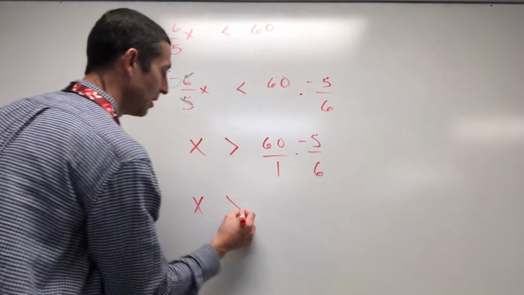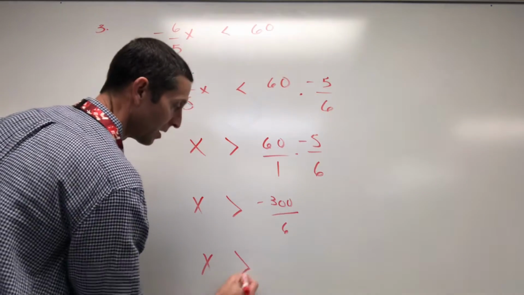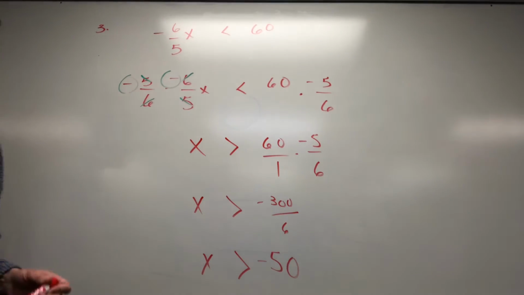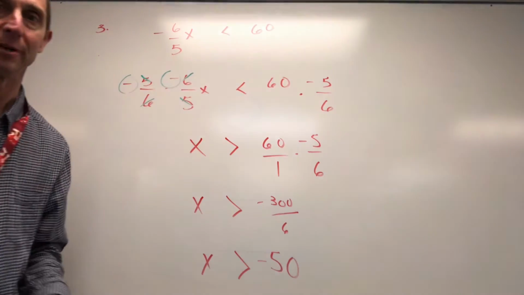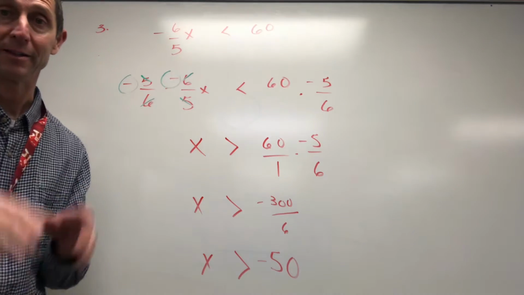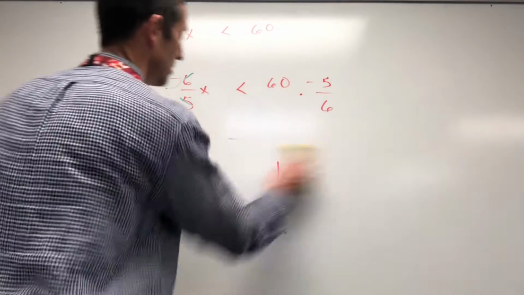All right, let's finish it off. What is this? Negative 300 divided by 6. x is greater than negative 50. Oh yeah, so be on your toes whenever there are negative signs around. If you multiply by a negative or you divide by a negative, you've got to change the sign. 1, 2, 3 in the books. Number 4.